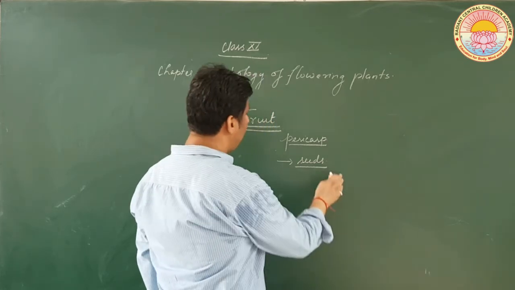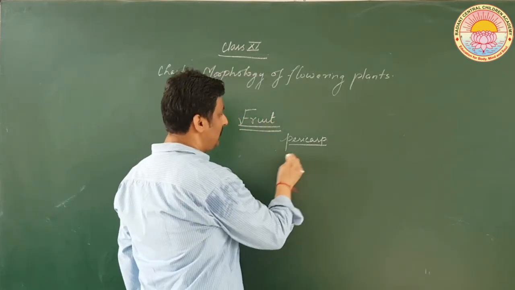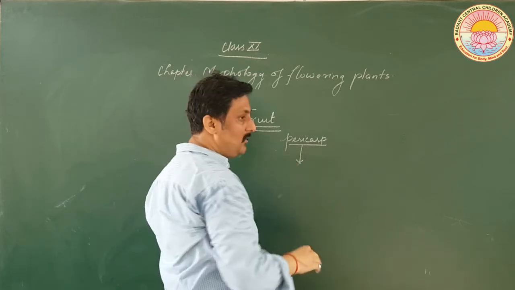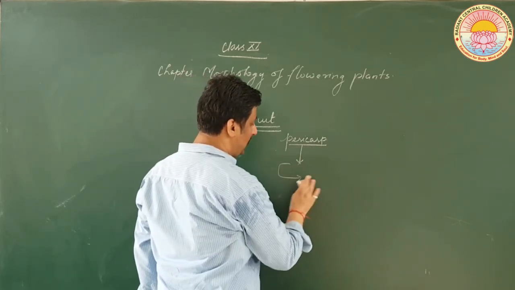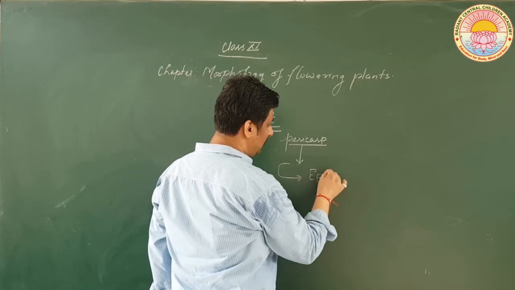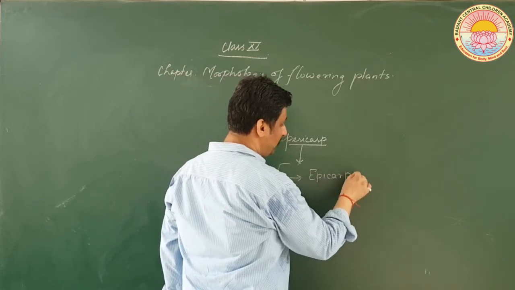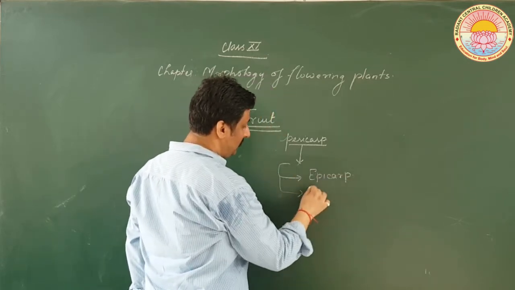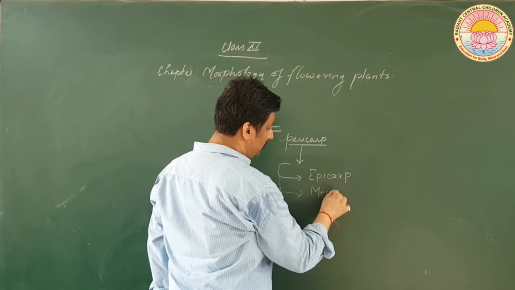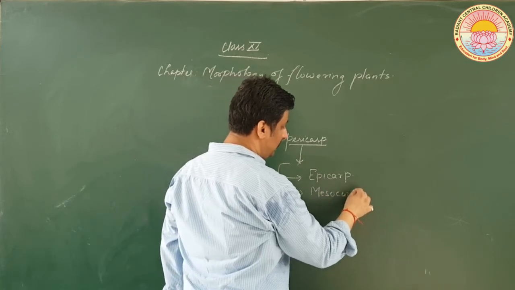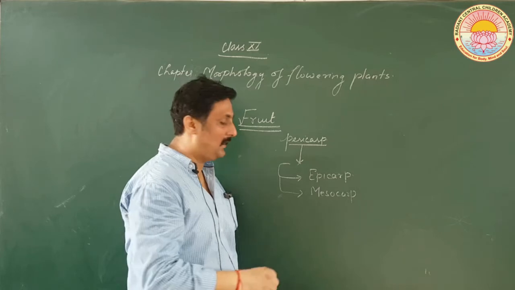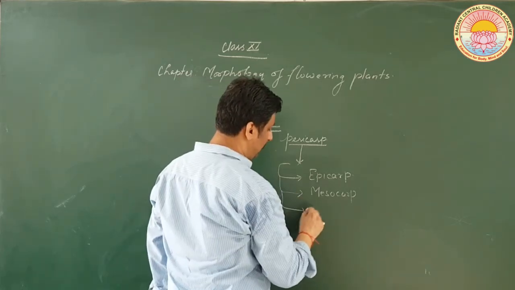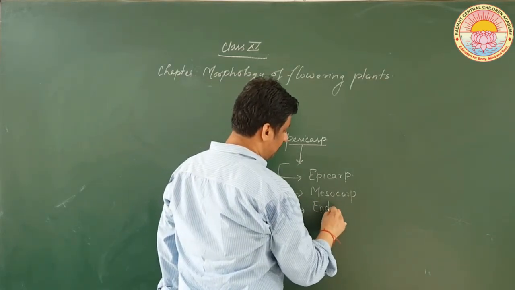Now in general, where fertilization takes place, the pericarp, or the outer wall of the fruit, is again divided into the thin epicarp, which is the outermost wall, the mesocarp, which is the next layer beneath the epicarp, and the endocarp.